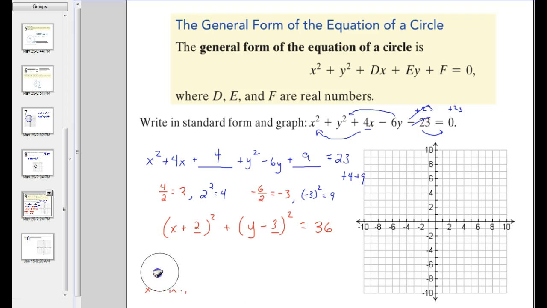That was the correct form there. All right, now let's plot it. So our center is -2, +3, and then the radius is equal to the square root of 36, which is 6. So -2, +3 would be right there, and then the radius is 6. So I'm going to go up to 9, go right to 4, left to -8, and then down to -3.